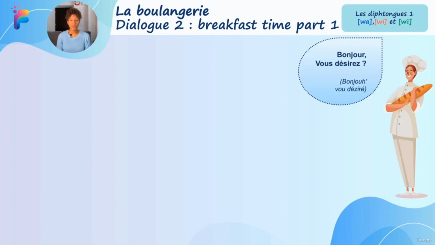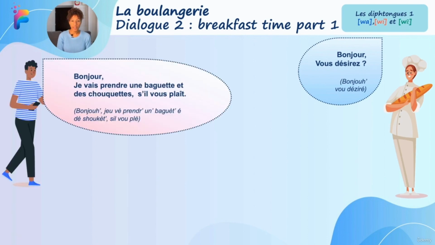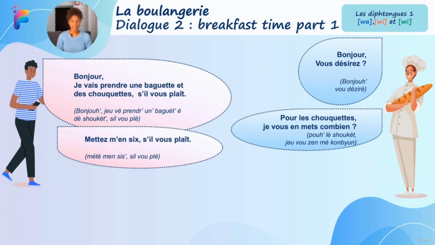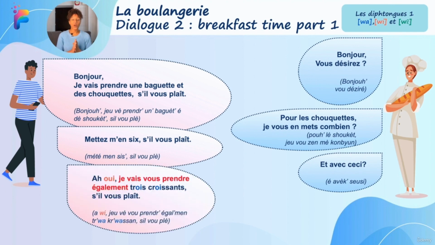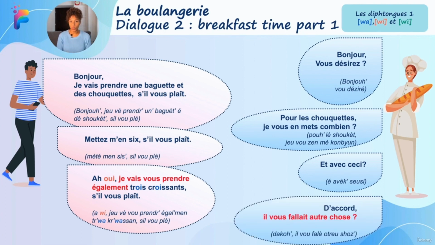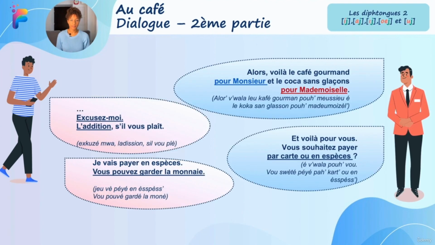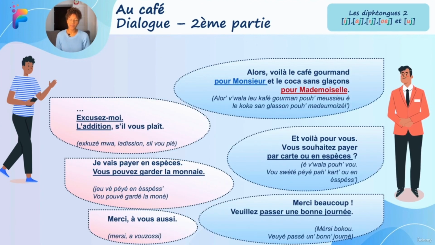Let's go. Bonjour. Vous désirez? Bonjour. Je vais prendre une baguette et des chouquettes, s'il vous plaît. Pour les chouquettes, je vous en mets combien? Mettez-moi 6, s'il vous plaît. Et avec ceci? Oui, je vais également vous prendre 3 croissants, s'il vous plaît. D'accord, il vous fallait autre chose? Ce sera tout. Alors, nous avons une baguette, 3 croissants et 6 chouquettes. Cela vous fera 9,20 €, s'il vous plaît. Je vais payer. Merci beaucoup. Veuillez passer une bonne journée.